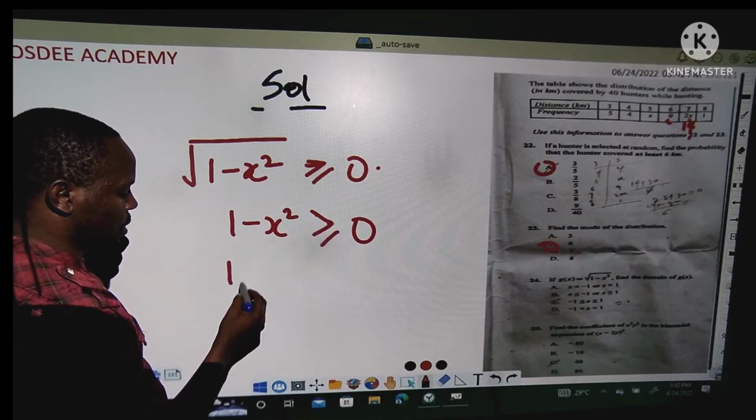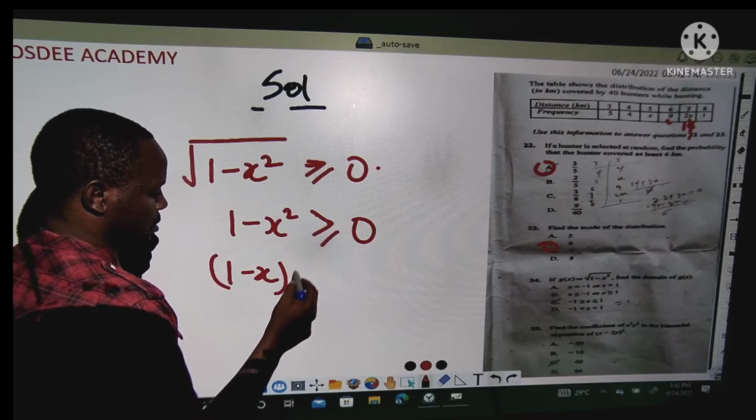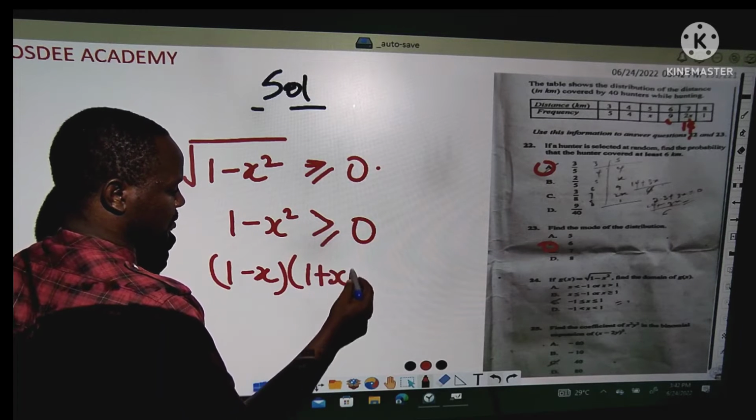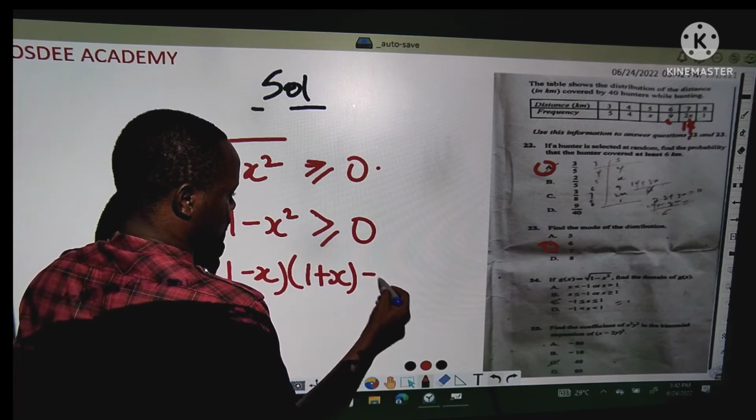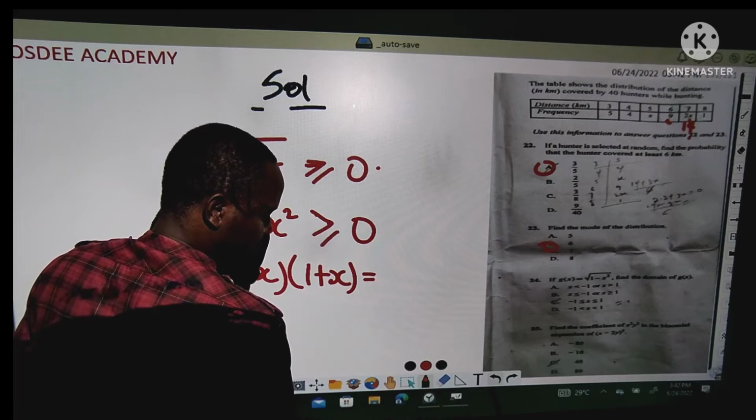So the difference of two squares: 1 minus x times 1 plus x is greater than or equal to 0.